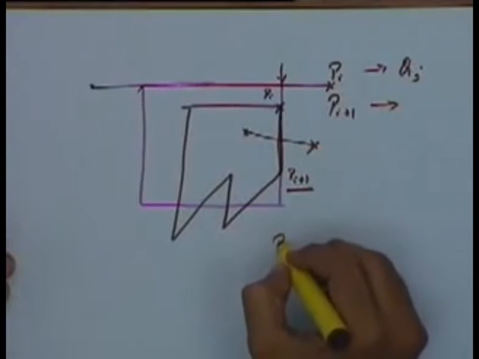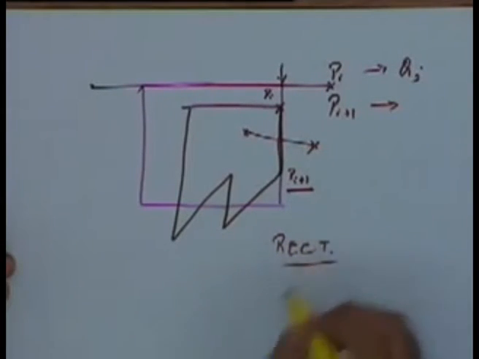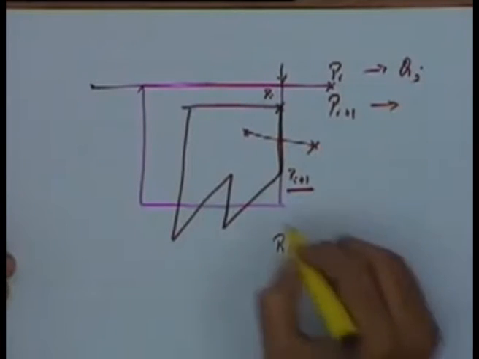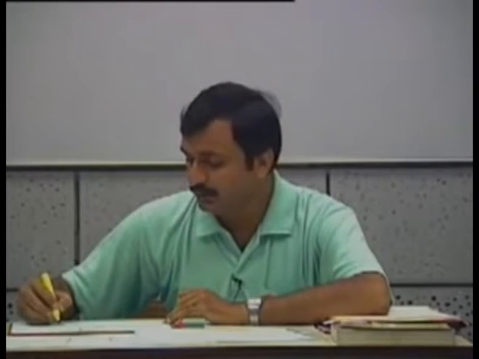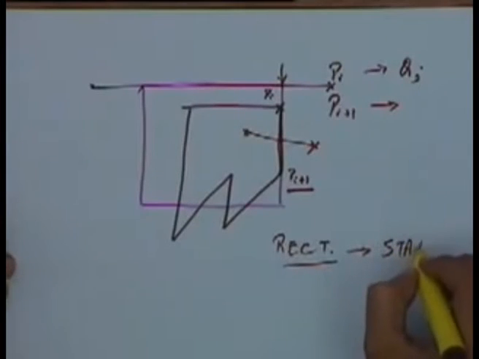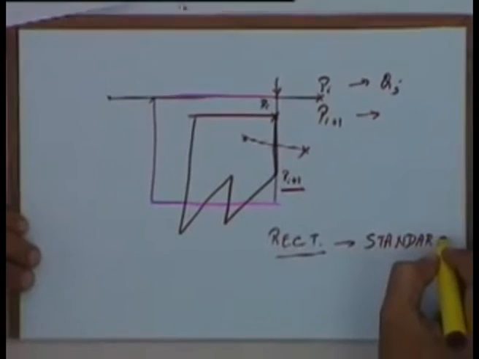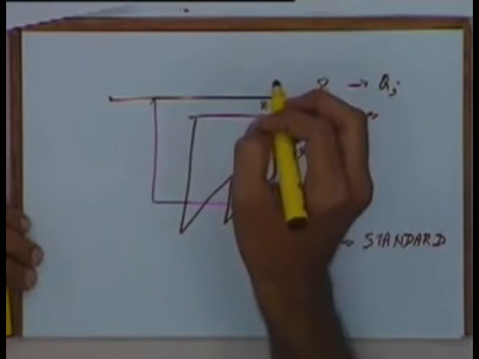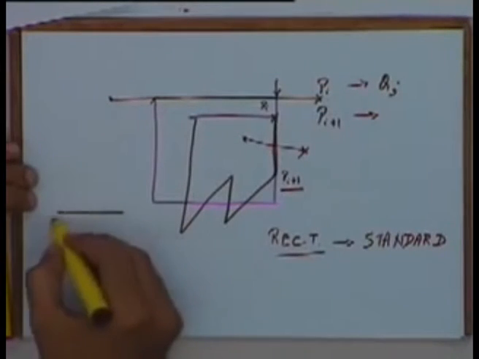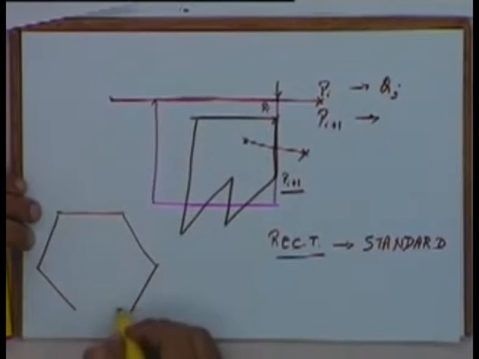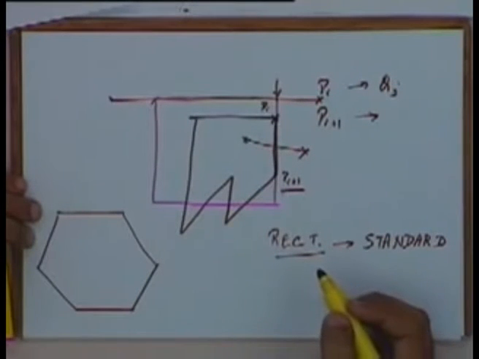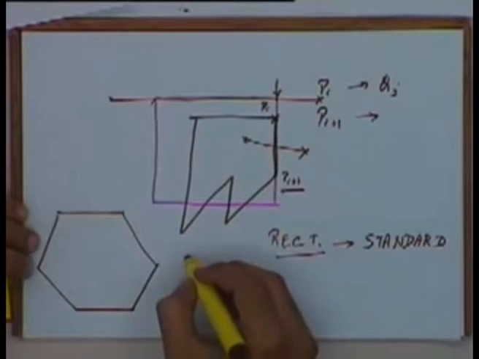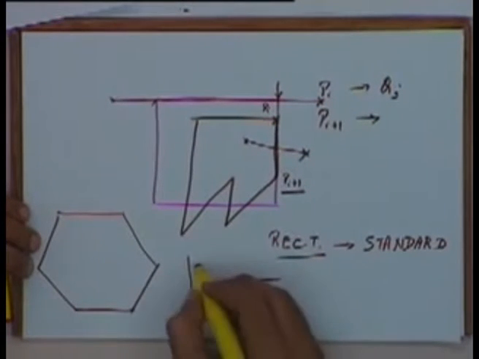I'm just coming to that. So far we have been talking of rectangular windows. Now a window need not always be rectangular. Whenever we have a rectangular clipping window, it is referred to as a standard clipping window. A clipping window can be of any arbitrary shape. Let's say my clipping window can be a polygon like this, or it can even be a concave polygon like this.